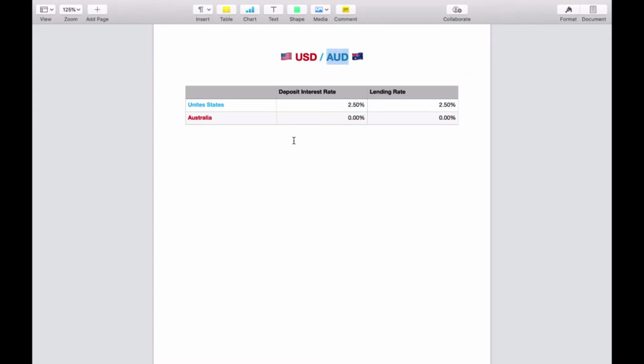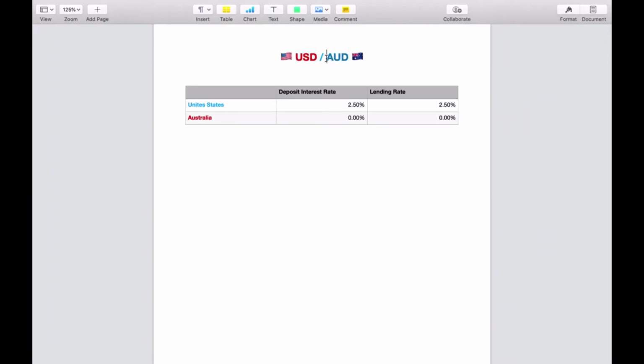So clearly we only want to be buying a currency against another currency if the deposit rate of the currency we're investing in is higher than the lending rate of the currency we're using to finance the purchase of the currency we're buying. So clearly it's a smart investment to purchase the US dollar against the Aussie dollar, because you have a positive difference in interest rates when you're buying the US dollar.